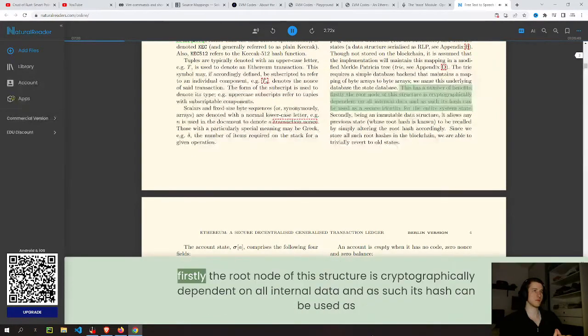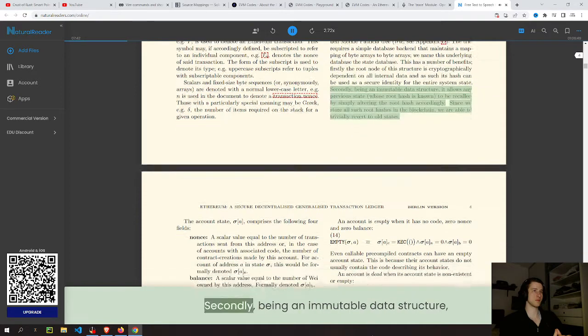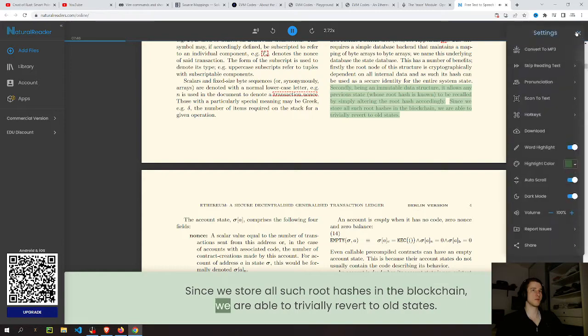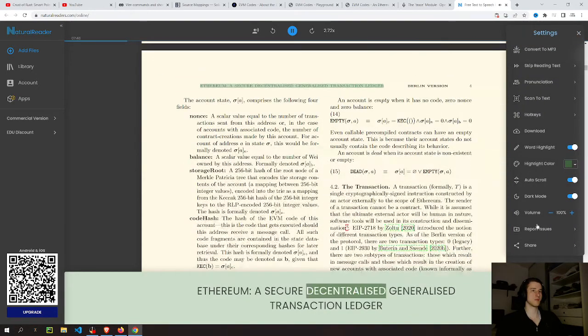There are a number of benefits. Firstly, the root node of this structure is cryptographically dependent on all internal data, and as such its hash can be used as a secure identity for the entire system state. Secondly, being an immutable data structure, it allows any previous state to be recalled by simply altering the root hash accordingly. Since we store all such root hashes in the blockchain, we are able to trivially revert to old states.